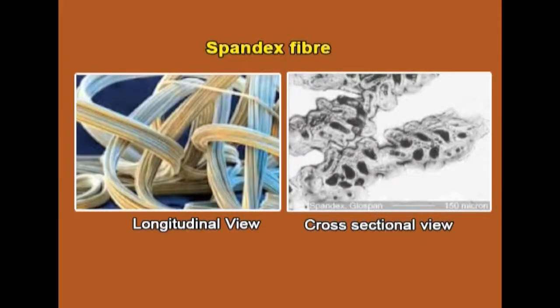And the spandex or the lycra fiber, it is broad and often indistinct lengthwise striations are present, and there are no cross markings on this particular fiber. And the cross section may be dog bone type or it may be a square.